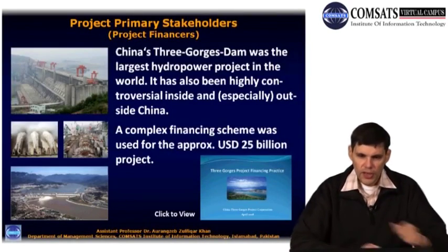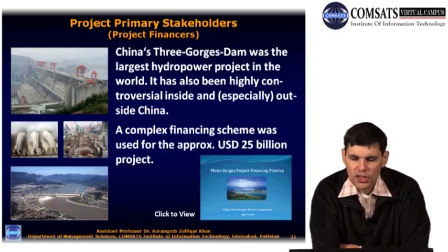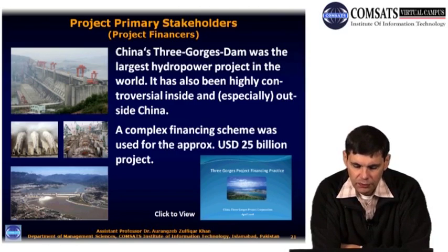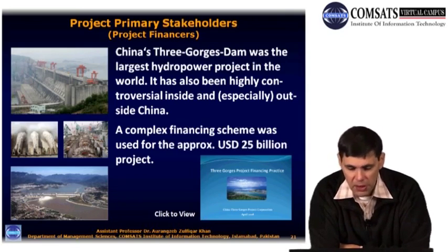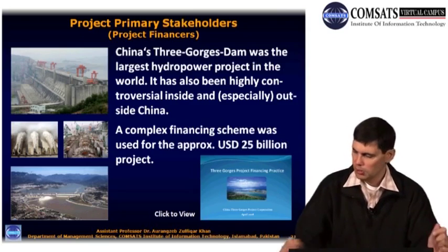One example I have brought over here in terms of project financing is the Three Gorges Dam of China. I've also referred to it previously. Three Gorges Dam is the biggest hydroelectric power project in the world, multi-purpose, and has been very controversial inside and outside China. A lot of stakeholders had to be mobilized in order to fund this project, which was approximately $25 billion. I've also heard estimates of up to $30 billion. It's a very huge sum, and all kinds of funding instruments were used and stakeholders mobilized.